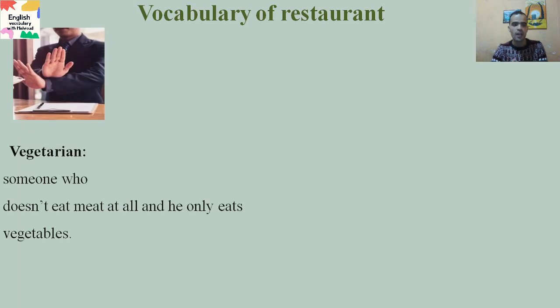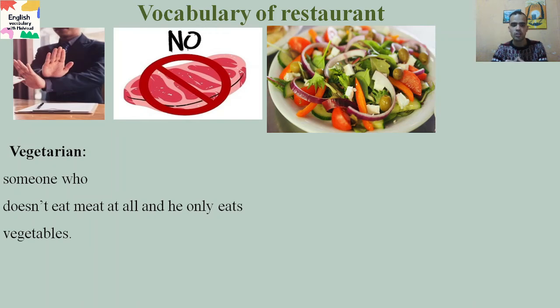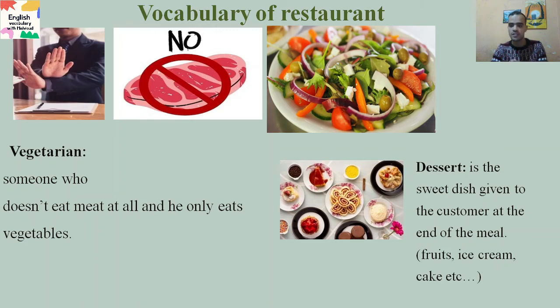The other vocabulary is vegetarian. A vegetarian is someone who doesn't eat meat at all and only eats vegetables. This is a term that you need to be familiar with. Someone who is vegetarian doesn't eat meat in general, and prefers vegetables. And the last one is dessert. Dessert is the sweet dish given to the customer at the end of the meal, like fruits, ice cream, cake, etc., to end his meal.